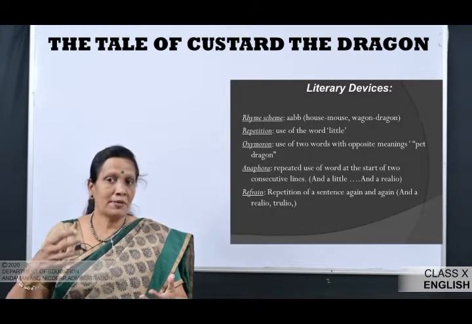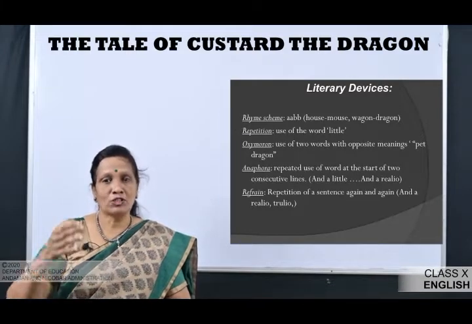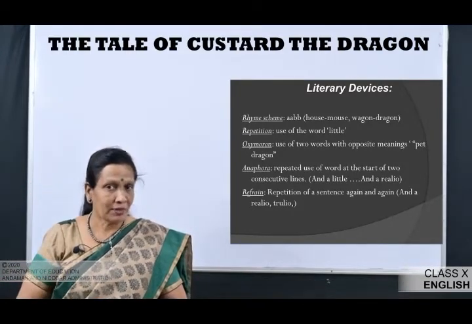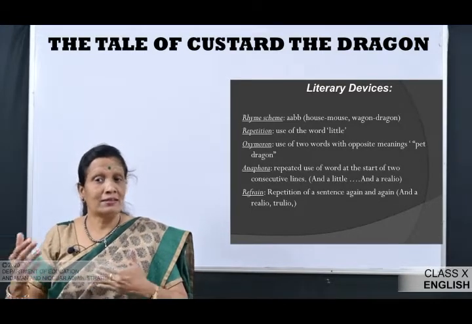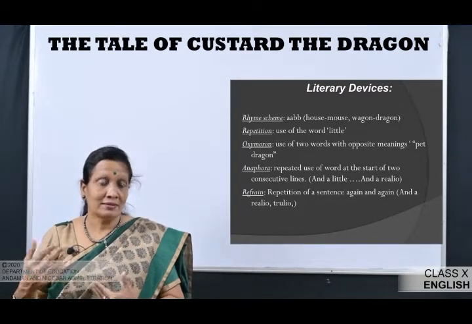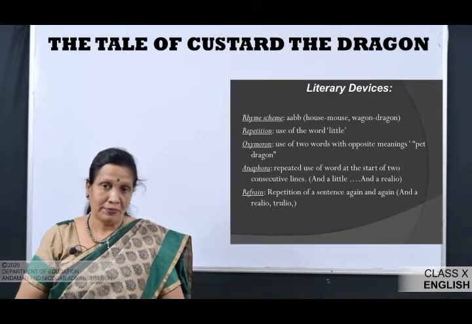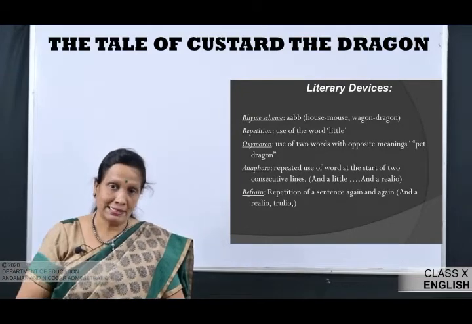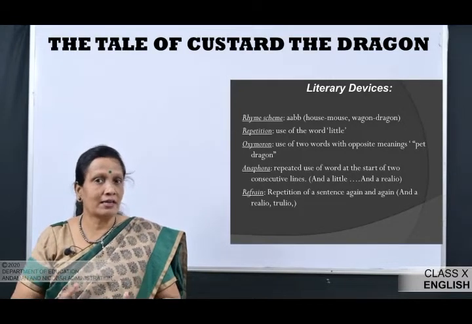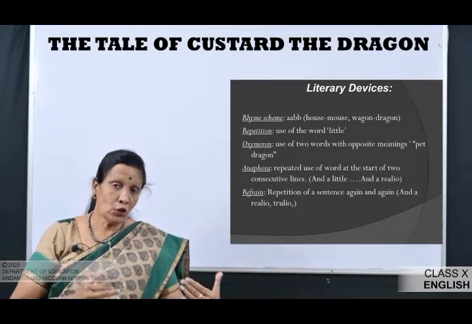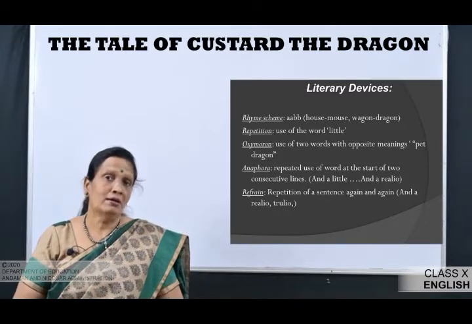Anaphora, repeated use of a word at the start of two consecutive lines. We had learned this before also. And a little and a realio. So "and a" has been repeated in two consecutive lines. Refrain, a repetition of a sentence again and again in the poem. Here "and a realio, trulio" has been repeated.